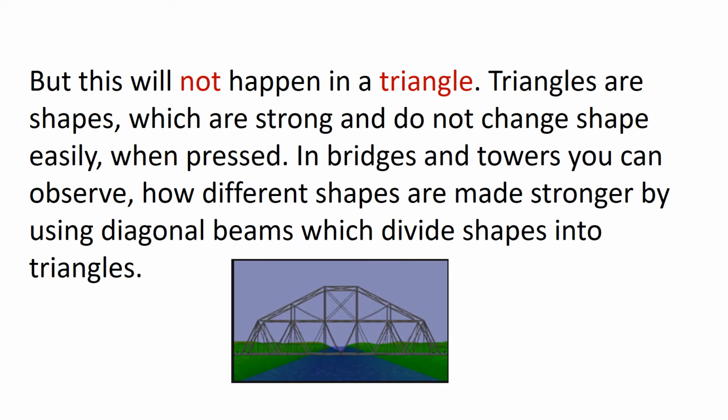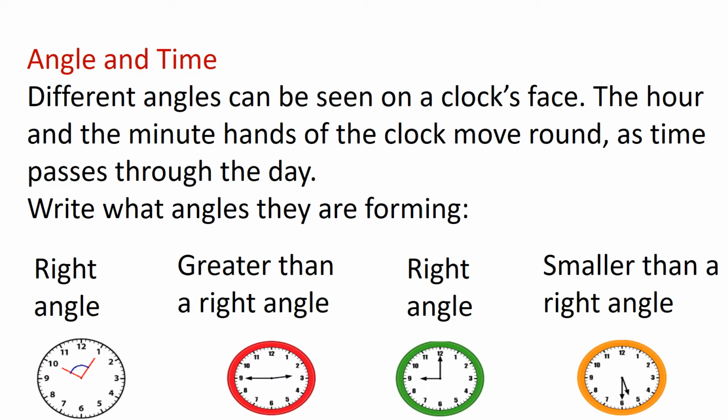But this will not happen in a triangle. Triangles are shapes which are strong and do not change shape easily when pressed. In bridges and towers, you can observe how different shapes are made stronger by using diagonal beams which divide the shapes into triangles. Angles and time.